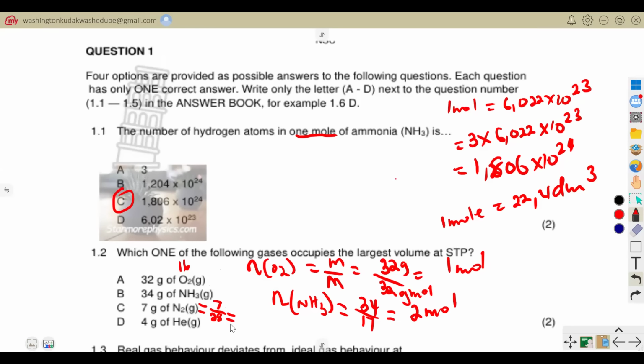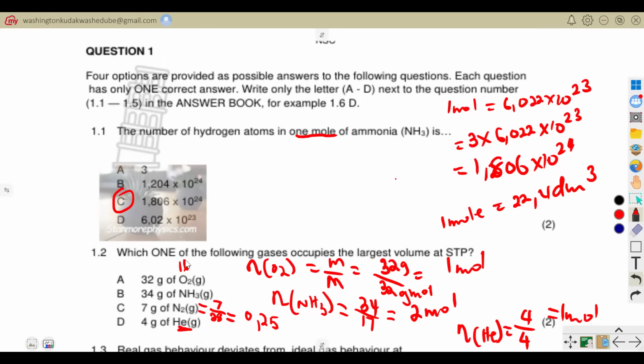So 7 divided by 28 was actually going to be 0.25. So here we're having 0.25. And then for helium, we also know that the number of moles for helium would be equal to 4 grams divided by the atomic mass of helium, which is 4. So this one was also going to give you 1 mole.